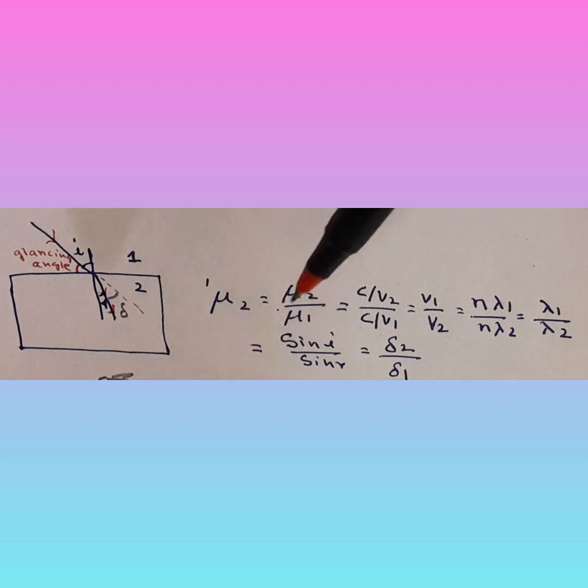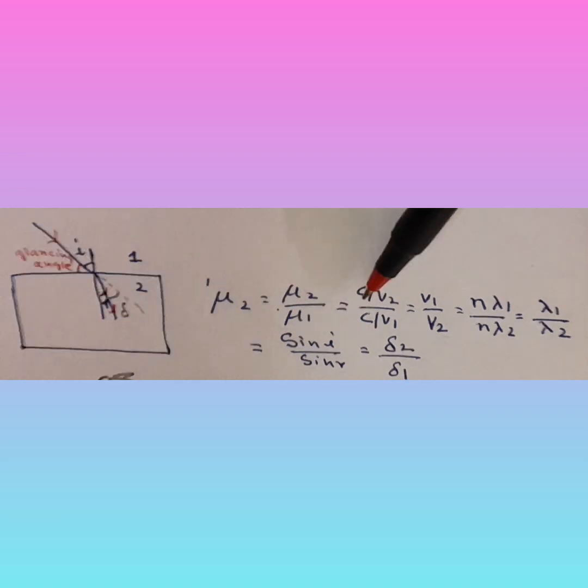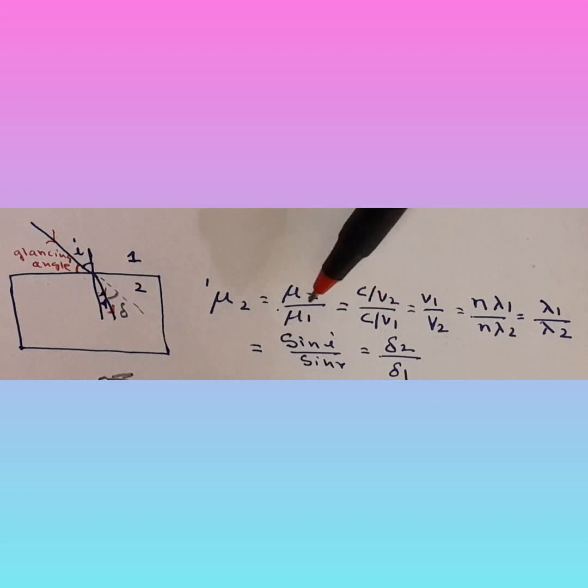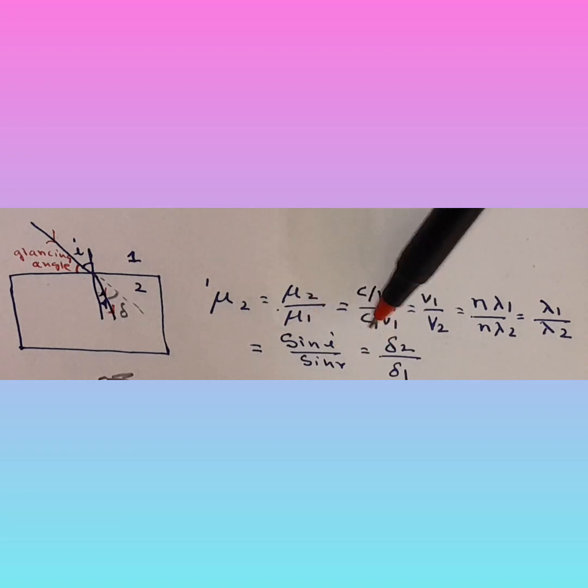Alright, so let's get into this part of it now. Now, this is mu2 over mu1. How to keep in mind? Though it is at the base, it comes at the numerator. Mu2 comes at the numerator. Okay, now the formula for mu is C over V. So for mu2, it would be C over V2. And for this, it would be C over V1.